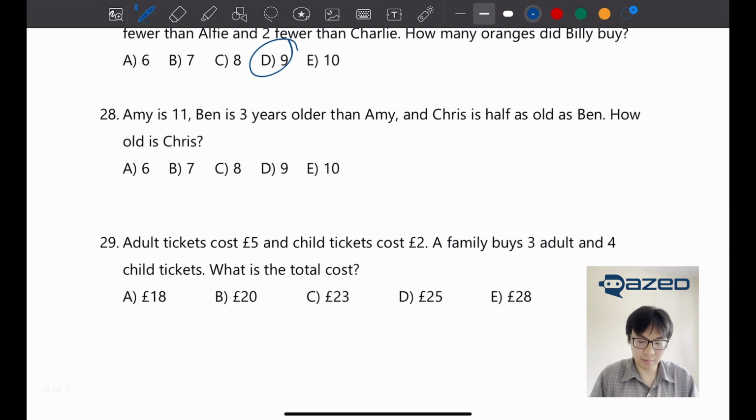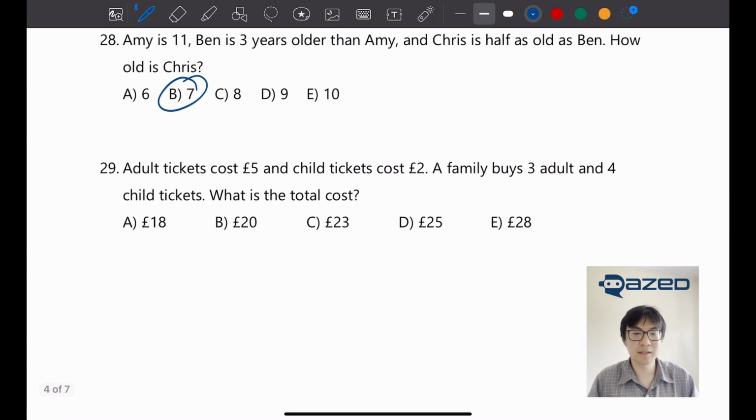Amy is 11, so we can write 11. Ben is 3 years older than Amy, which makes Ben 14, and Chris is half of that, so we divide by 2, and we get 7. Easy peasy. Alright, so adult tickets cost £5, and a child ticket costs £2. A family buys 3 adult and 4 child tickets. What is the total cost? So that's multiplication. We have to do 3 times 5, plus 4 times 2. And that's simply 15 plus 8. So we get the answer as 23.